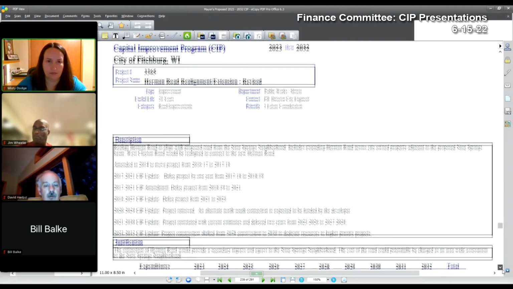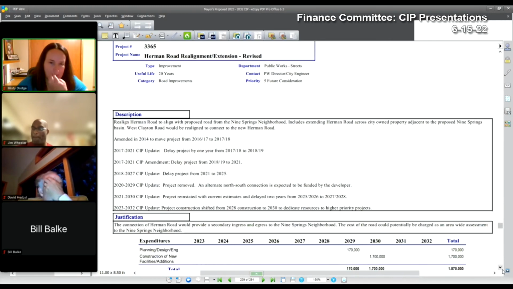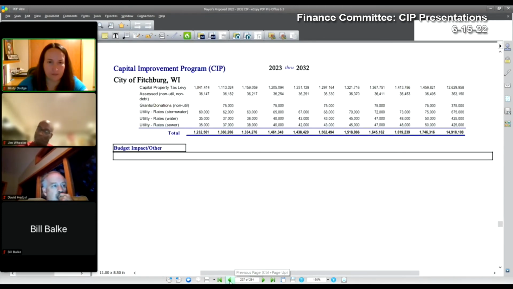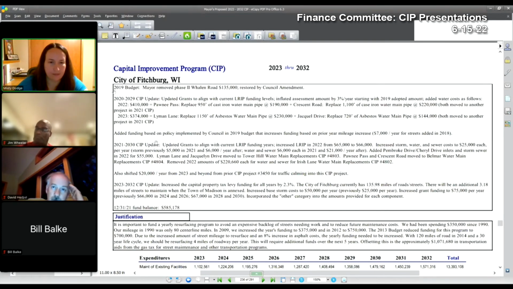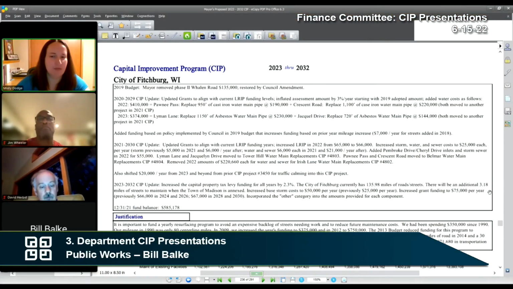3365, the Herman Road realignment and extension. Do you know approximately how many miles we are getting in roads from the town of Madison? I know I've seen it somewhere, but I don't know. Bill, I don't know if you have that number off the top of your head. All right. In the CIP page, it says 3.18 miles of streets to maintain when the town of Madison is annexed. It's part of the 2023 to 2032 update, the end of the first line. Oh, yeah, okay, thank you.